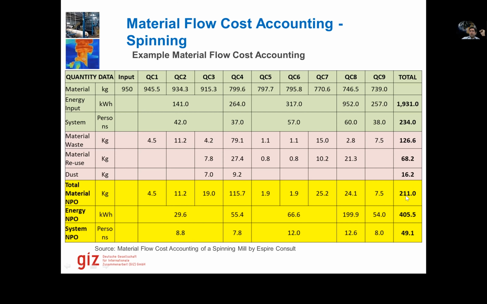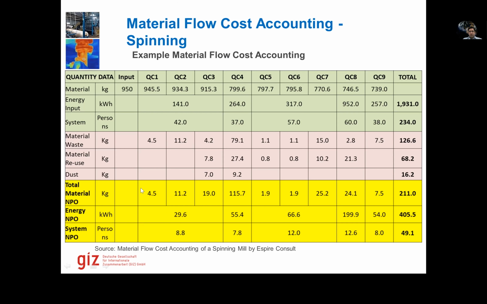material NPOs. Obviously, there would be other NPOs which we can quantify if we do detailed measurements. For example, if there is a process which has waste heat, we could even estimate the quantity of waste heat going out, and then we could add that to the energy NPO here, and that would add up to the NPO as well.